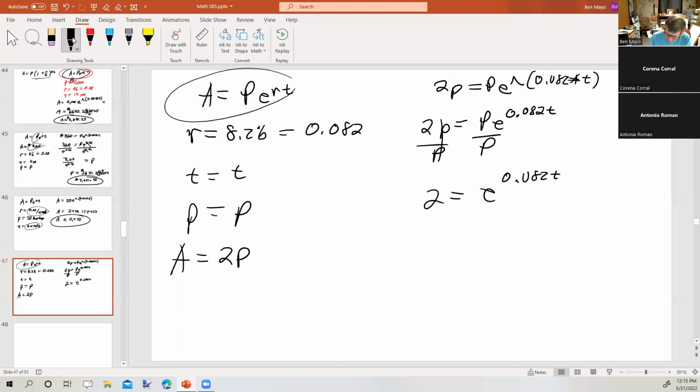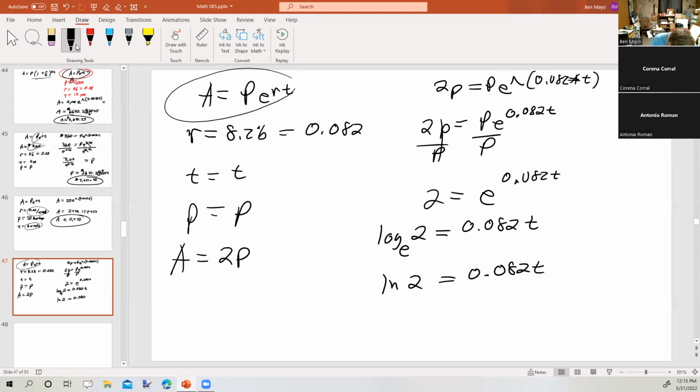Okay. All right. So 2 equals e to the 0.082 T power. This is an exponential equation. I can change it into a logarithmic equation and get the following. Log base e of 2 equals 0.082 times t. Changing the exponential equation into the logarithmic equation. Okay, but log base e is natural log. So the natural log of 2 is 0.082 t.